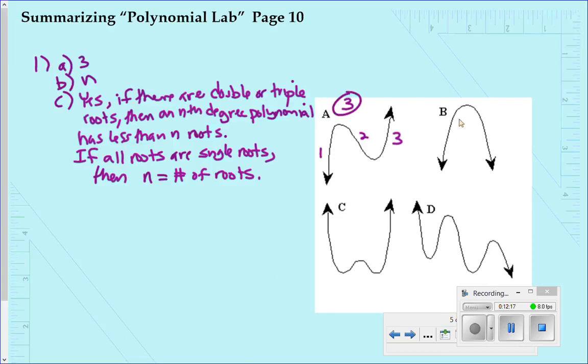B, same idea, 1, 2. 2 is the minimum degree. C, 1, 2, 3, 4, that's 4. And D, 1, 2, 3, 4, 5. 5 is the minimum degree.